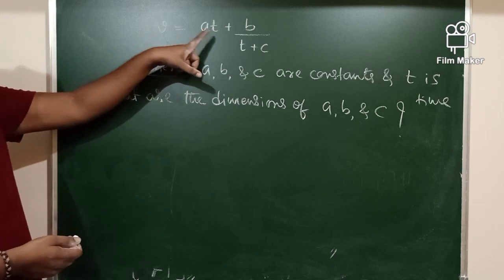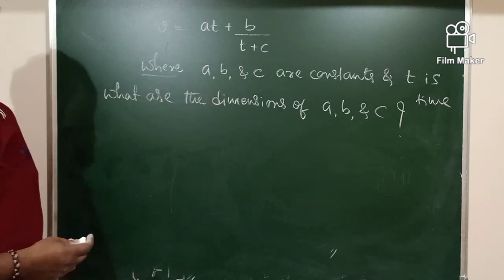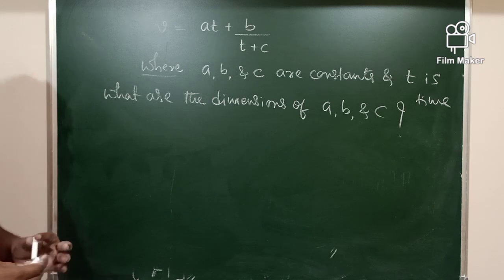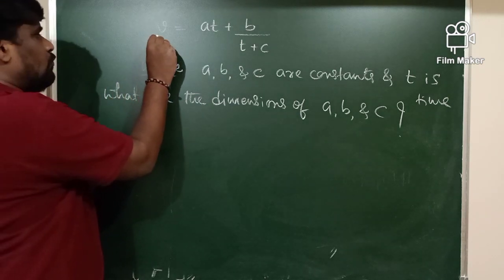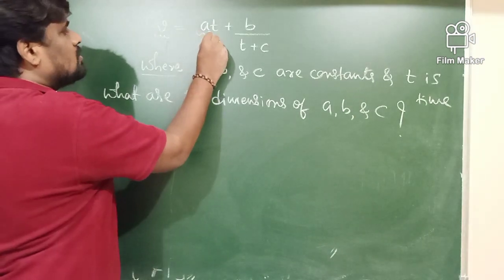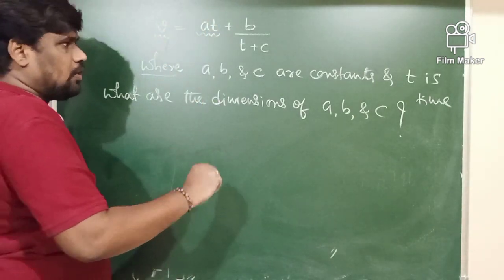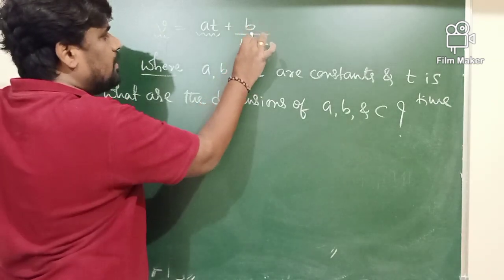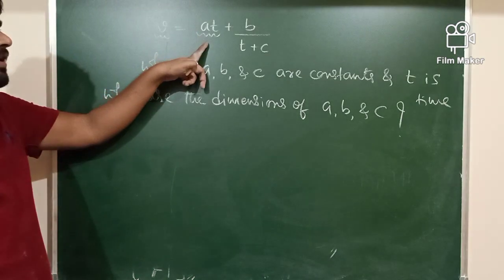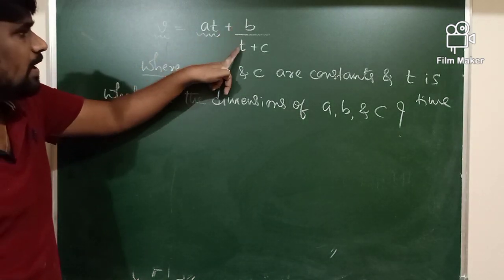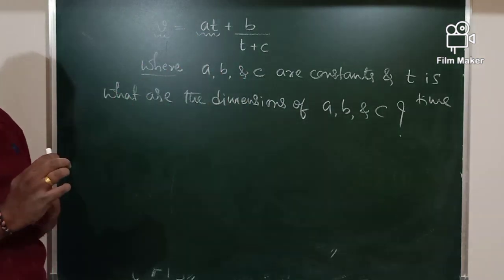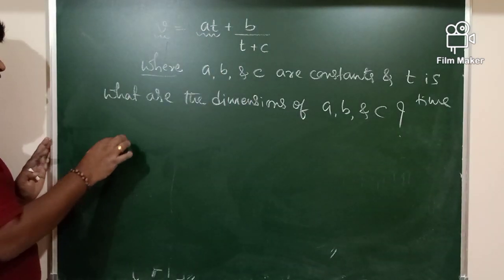all the terms should have the same dimensions. First of all, all the terms must have the same dimensions. What does that mean? Dimensions of V should be equal to dimensions of AT should be equal to dimensions of what? B divided by T plus C. Here the dimension of V, the dimension of AT and the dimension of B divided by T plus C, these three have the same dimensions. So what is the first part we take?